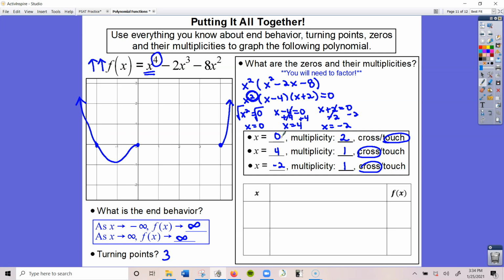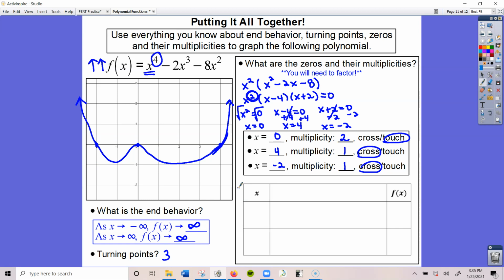At x is equal to 0, we said the multiplicity is 2, meaning it only touches the x-axis. So it's not going to go above because then it would have crossed it. We're going to go back down and then connect to the next x-intercept. And then here at x is equal to 4, we said the multiplicity was 1, so it would cross. And because we already attached that end behavior, we do see that it crossed the x-axis there. So I'm basically done. This is the graph of my polynomial function.